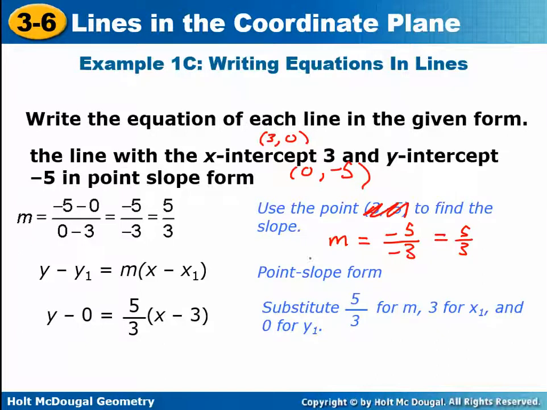So we would simplify this to be just y equals 5/3 x minus 3. They left it as y minus 0, which is fine as well. Oh no, they simplified that one. So y equals 5/3 times x minus 3. It doesn't look like point slope anymore because it doesn't say y minus something, but it's y minus 0.